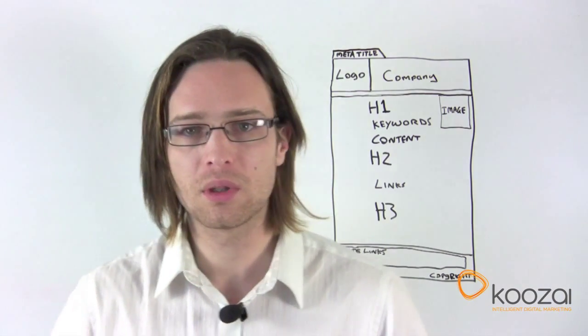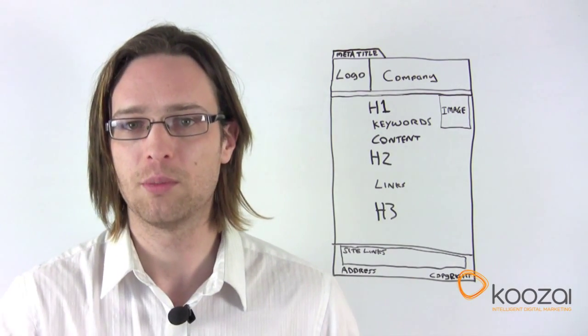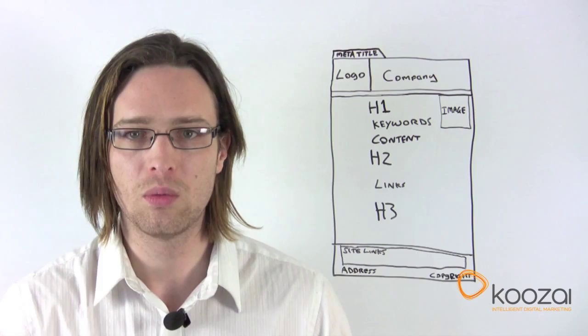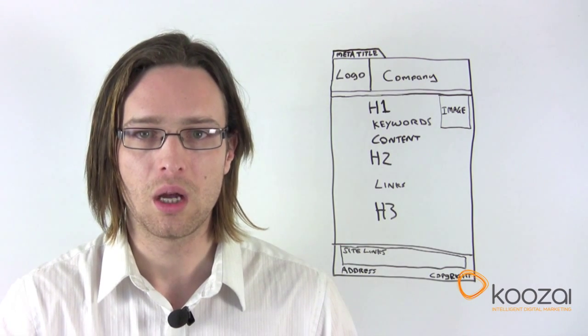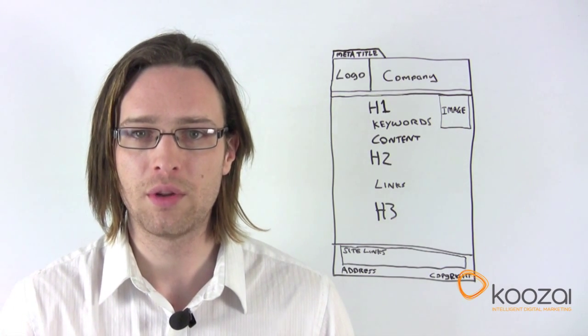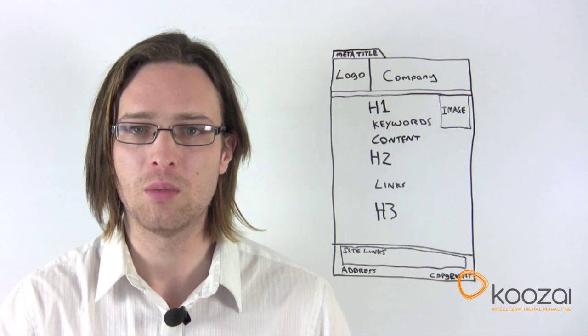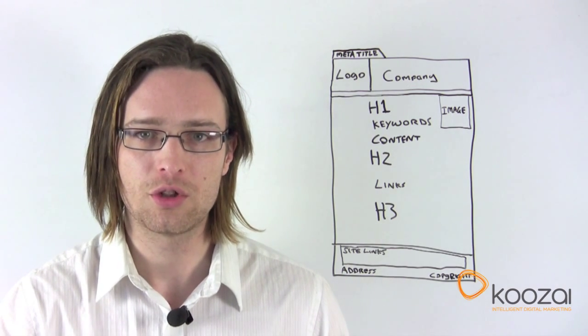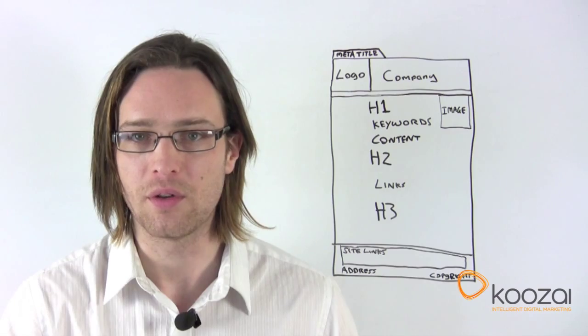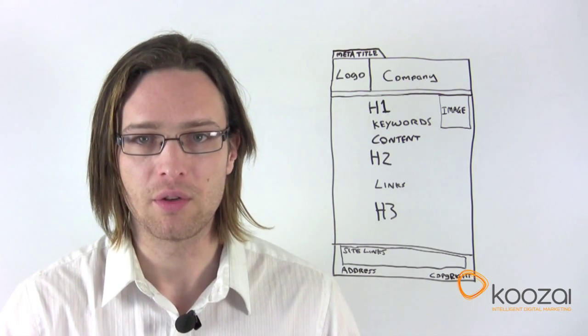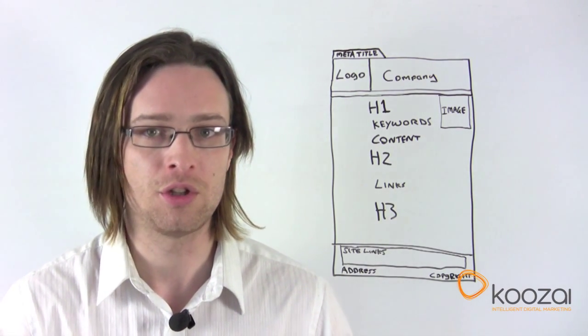Images. Images are used throughout a site for a number of different reasons. They should always have alt tags. An alt tag is essentially a description of what the image is of. Again, we shouldn't keyword stuff here, but the description should be relevant to the picture. If you have a picture of a widget, then fair enough, call it a widget. But if it's not, don't use it just because it's a keyword.